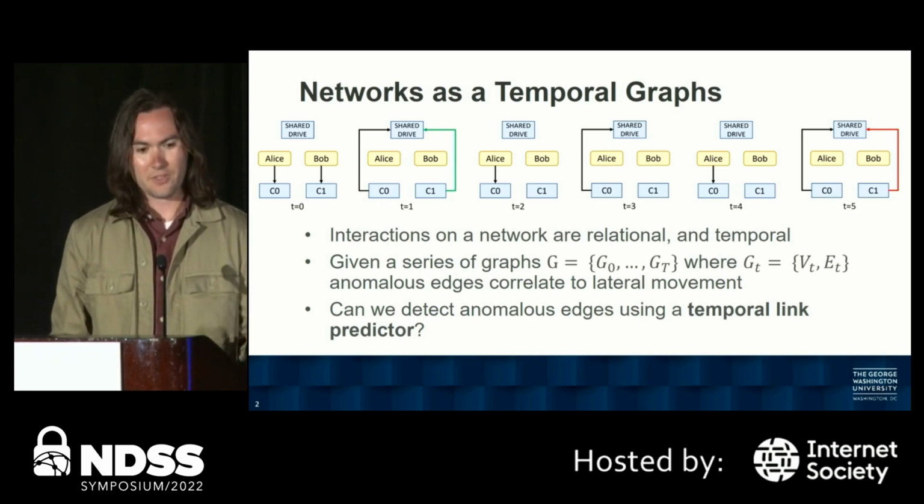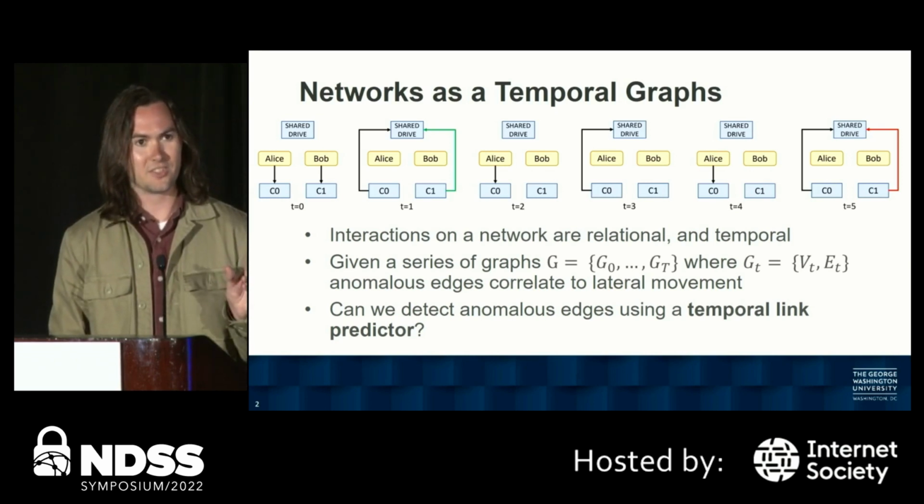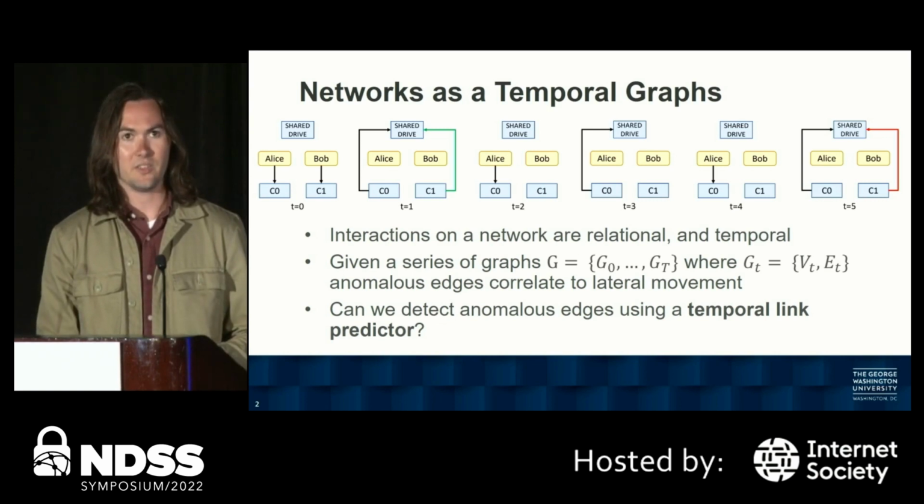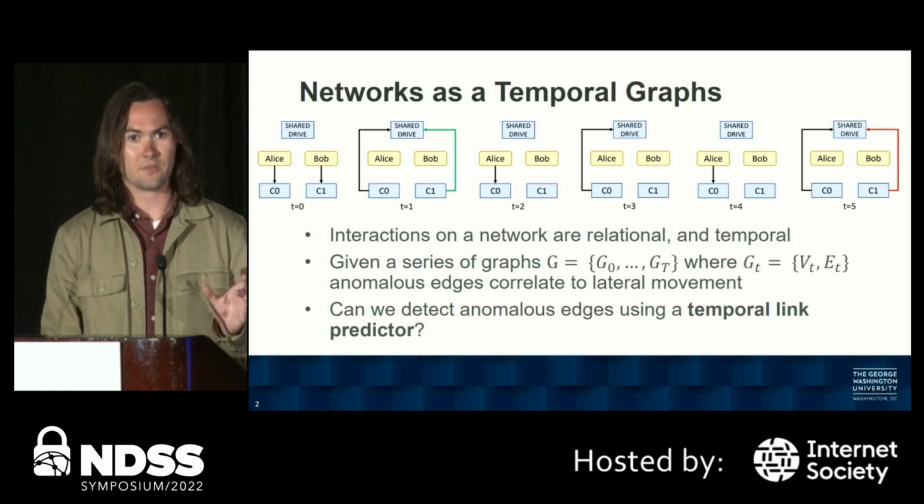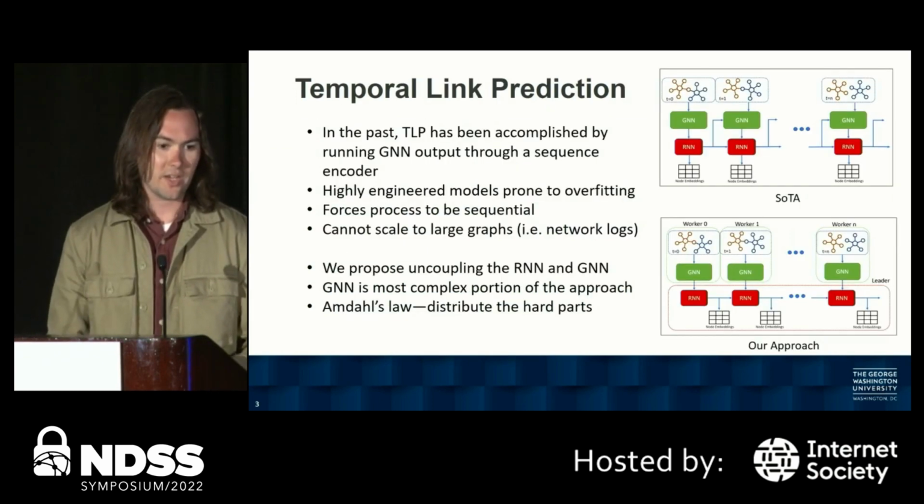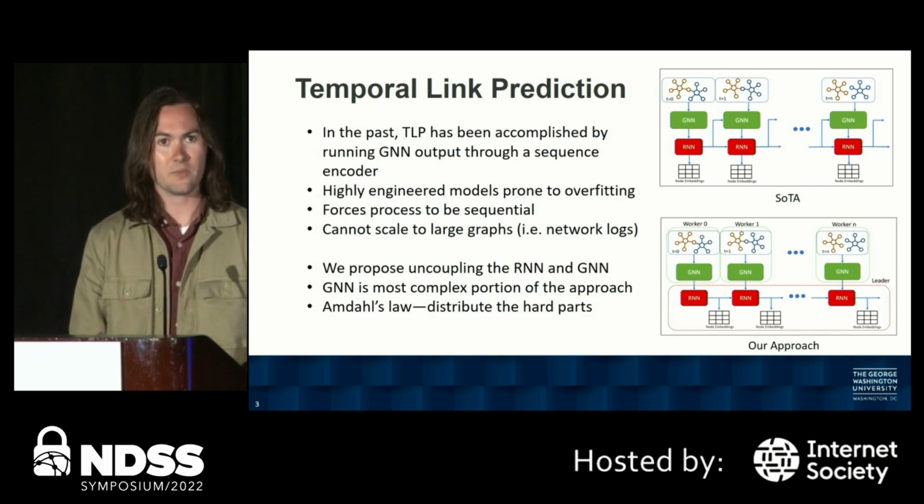So a quick definition of a temporal graph. I assume you all know that a graph is a collection of vertices that have relationships, edges, between them. We're using a discrete temporal graph structure, so that's a whole series of graphs where the edges and possibly the nodes are changing over time. And to analyze temporal graphs, we're going to use a temporal link predictor.